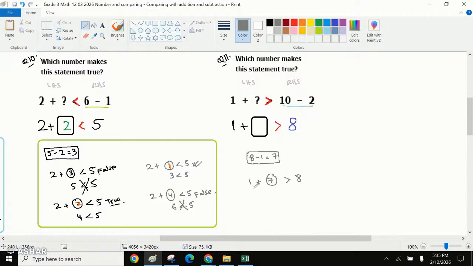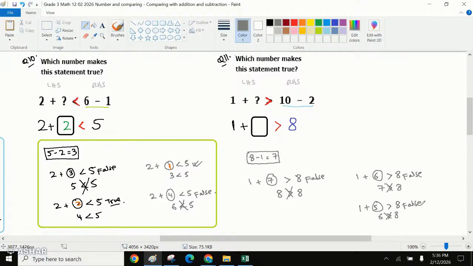But 1 plus 7 is 8, and 8 is not greater than 8. It's a false statement. Agreed? Let's suppose we take a 6. If I say 1 plus 6 should be greater than 8, if I consider the number to be 6, is 7 greater than 8? No, it's not. It's a false statement. If I take a 5, is it true? Is it greater? No, 6 is less than 8. It's again a false statement.